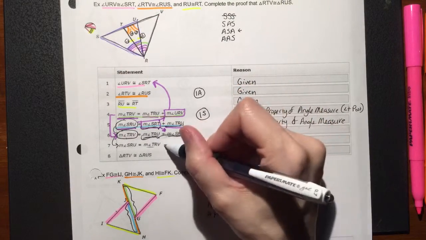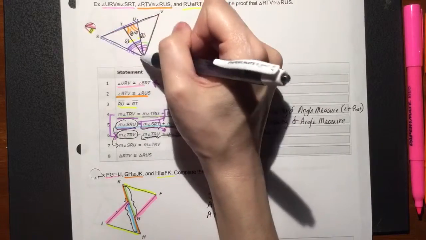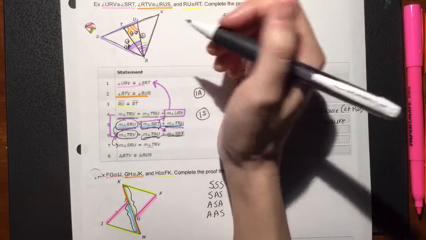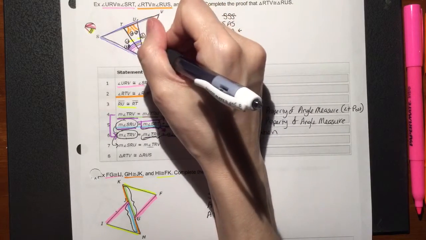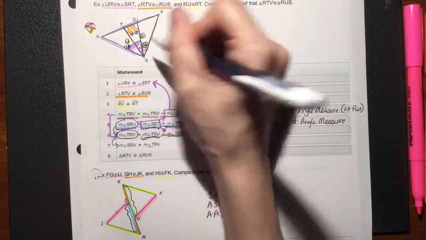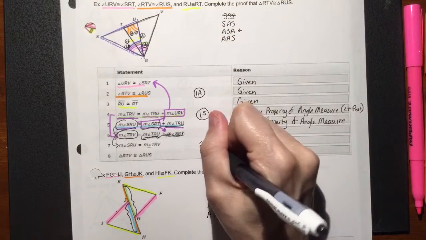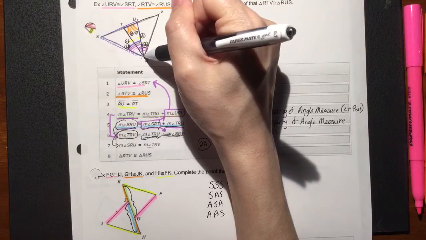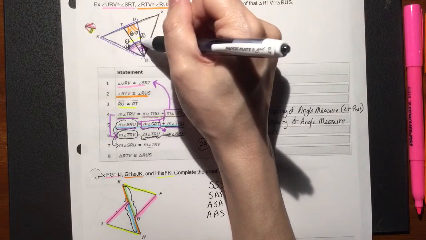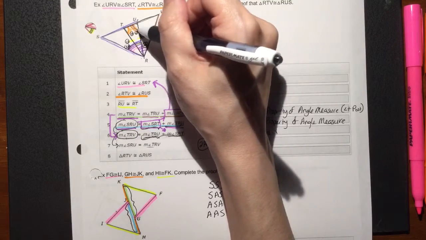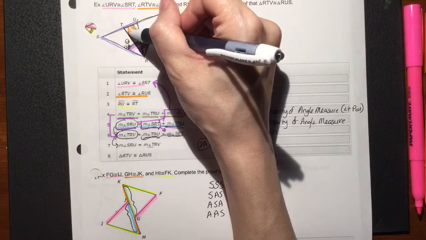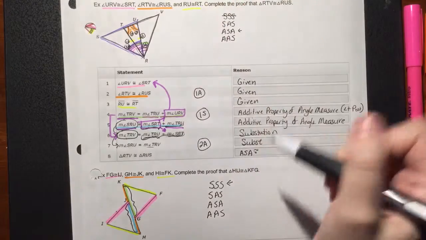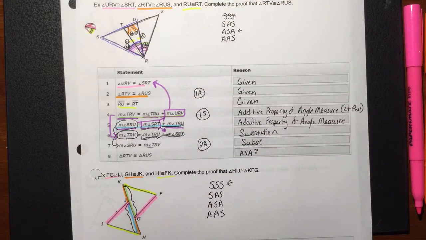And then looking at the last one, we have SRU. There's our second angle. And then TRV, there's our second angle there. And then the order really mattered. So it went angle here to a side there to an angle there, and double checking in the other triangle, angle there to a side there to an angle here. So that's what made that be angle side angle for that one.